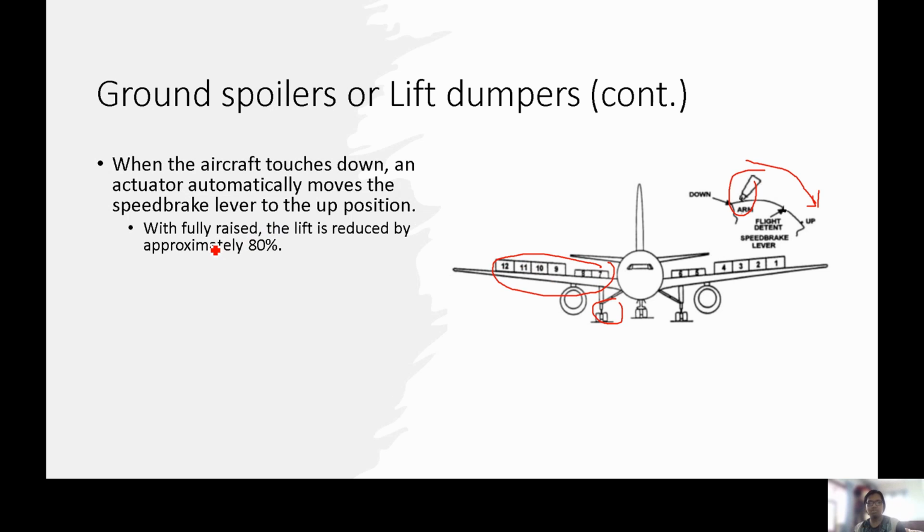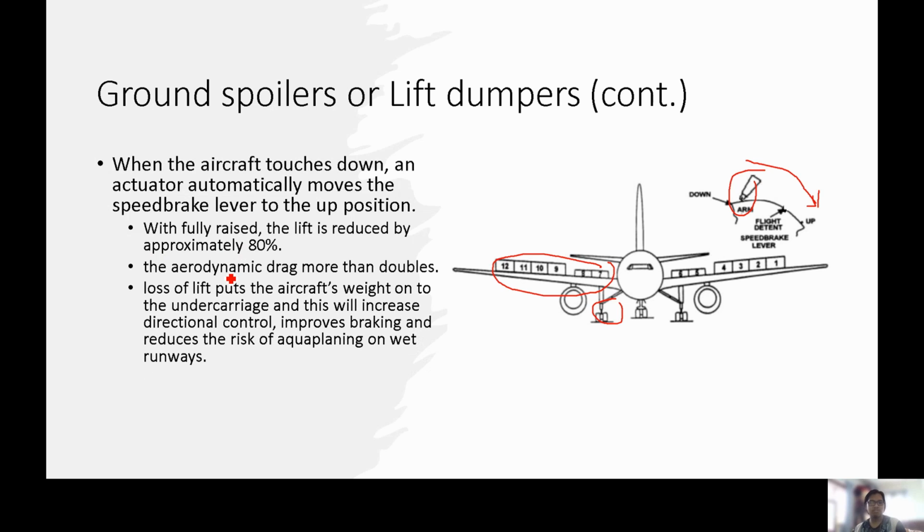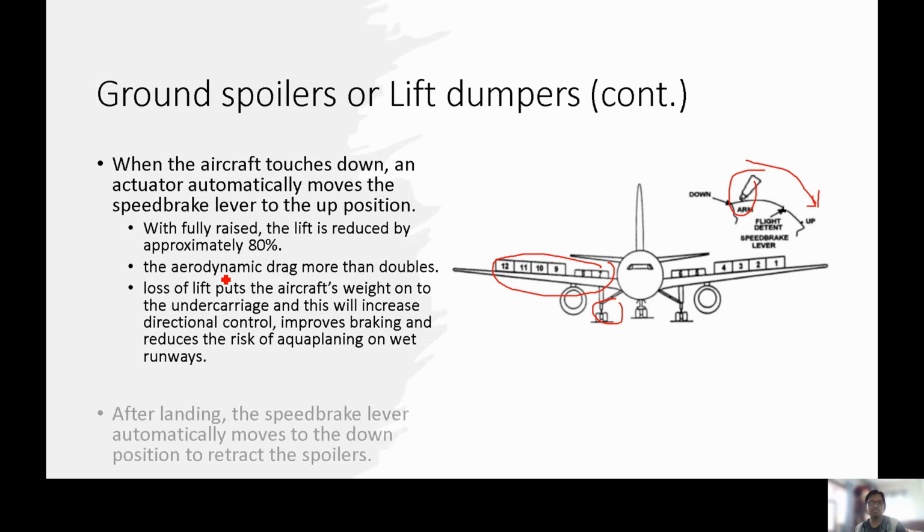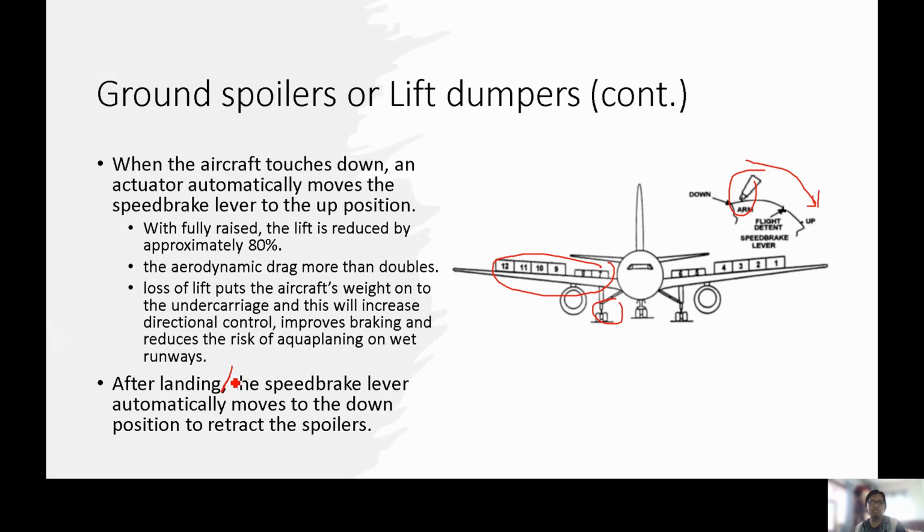And with the spoilers fully raised, the lift is reduced by approximately 80%. The aerodynamic drag more than doubles. The loss of lift puts the aircraft weight on the undercarriage, and this will increase directional control, improve braking, and reduce the risk of aquaplaning on wet runways. After landing, once the aircraft has fully stopped, the brake lever automatically moves to the down position to retract the spoilers. So when the aircraft is fully stopped and taxiing, the lever will automatically be pushed by the system to the down position, when the spoilers are fully retracted.